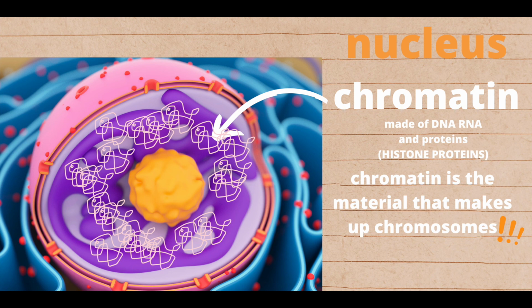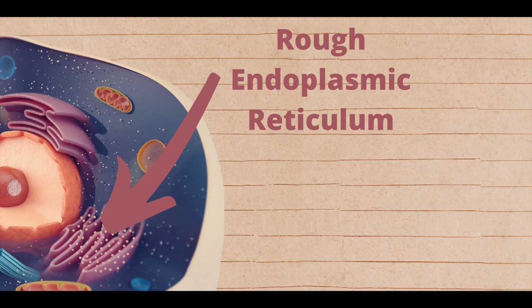So just remember, it has the nuclear envelope, the nuclear pores made out of proteins. You have your lamins inside of the inner layer of the envelope and your ribosomes on the outer layer. You have your nucleolus, which is the site of our RNA synthesis, and then you have your chromatin, and your chromatin is what makes your chromosomes. So let's go ahead and move on to the rough endoplasmic reticulum.